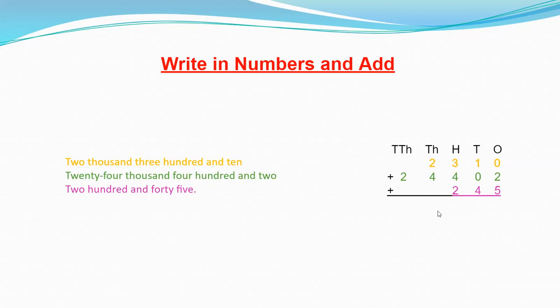Now very simple. We have written all the numbers in the columns. Now we will add them. First of all, we will add ones. 0 plus 2 plus 5 equal 7. 1 plus 0 plus 4 equal 5. 3 plus 4 plus 2 equal 9. 2 plus 4 equal 6. And 2, 2. So our answer is 26,957. So is it clear to all of you students?